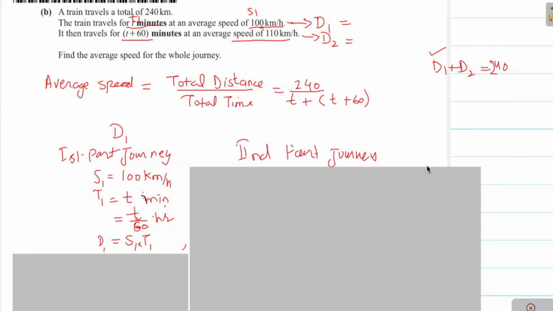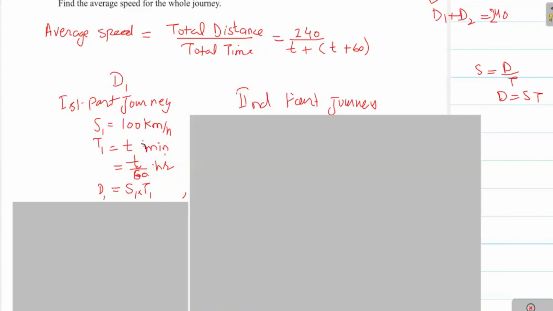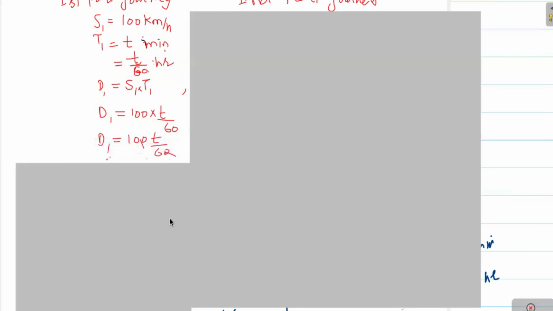Speed formula is distance divided by time. You know speed equals distance over time. Therefore, distance will be equal to speed multiplied by time. Next, we will substitute the values. S1 is 100 kilometers per hour. T1 is t over 60. We will write this value under t over 60.